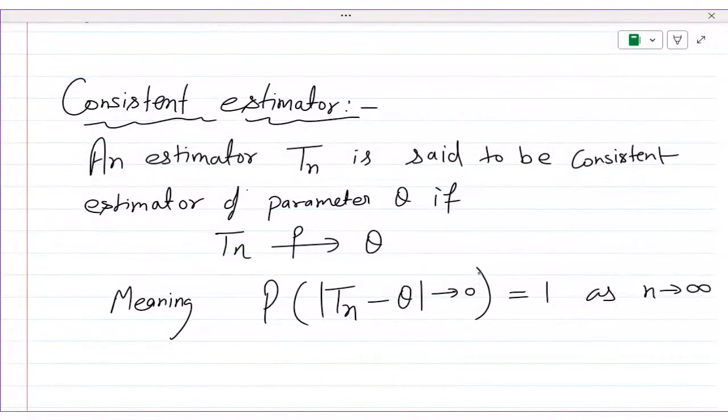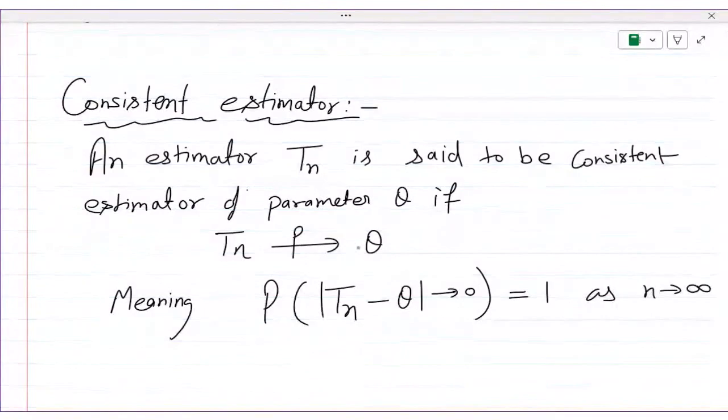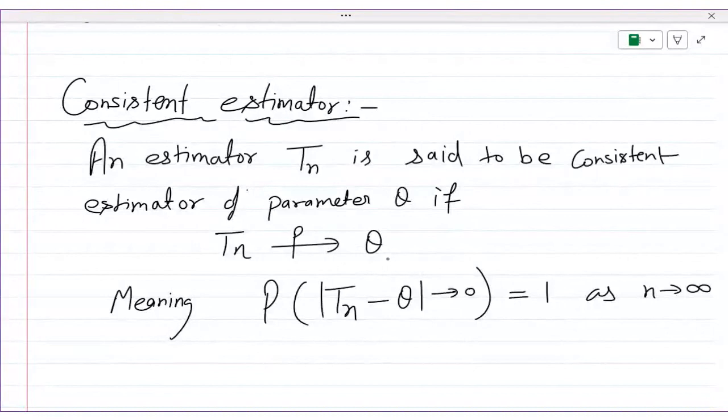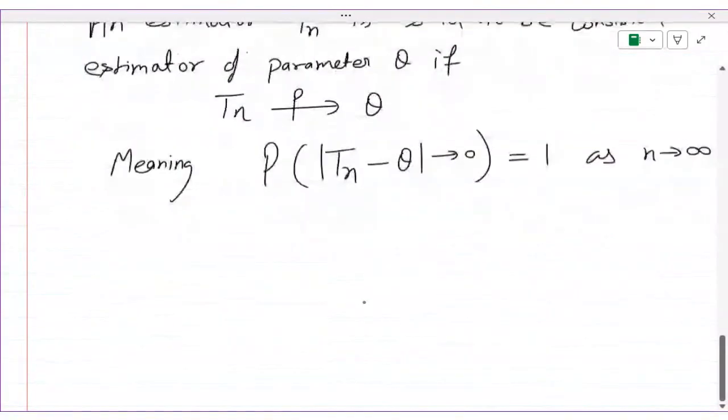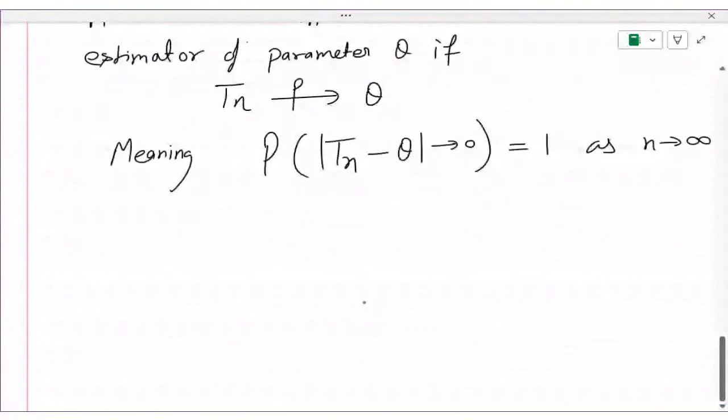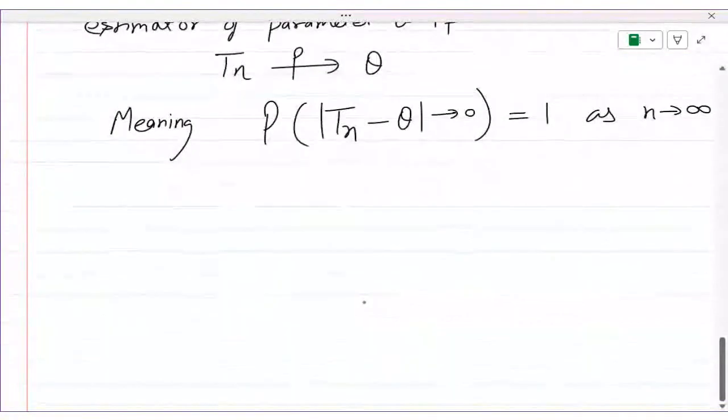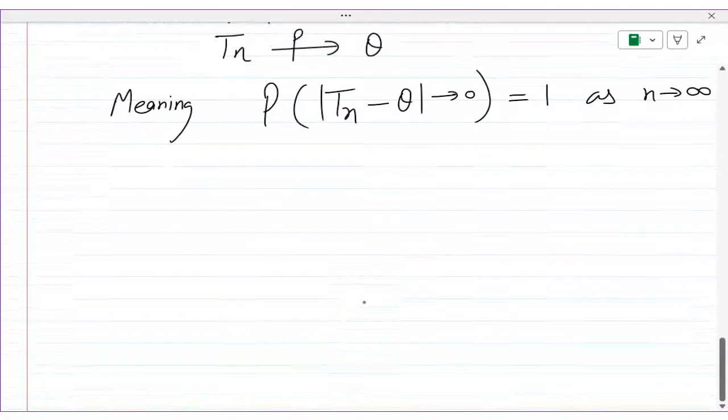Okay, so you don't need to remember all these things. The common sense meaning is that this Tn and the parameter should be the same when the sample size is large, when n is large. That means whatever you are trying to estimate is correct about the population. When you increase the sample size, the chance of that should be near 100%. Even if you don't understand this, that is fine, because we are not going to use this to solve the problems.